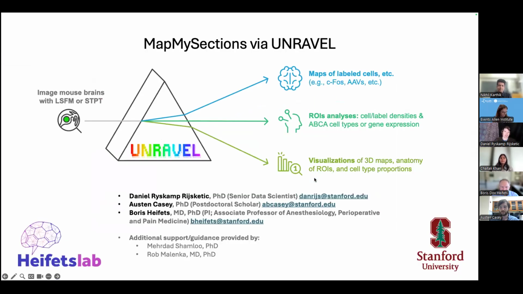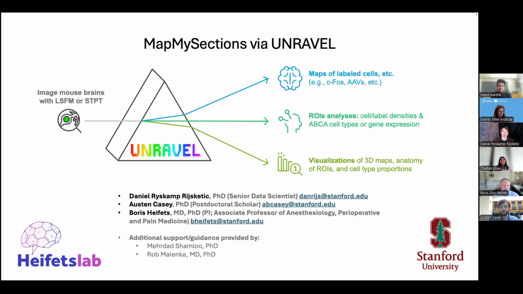All right, so I'm Dan, and I worked on this with Boris and Austin, and we developed Unravel, which is a Python package and command line tool that we've used to automate the analysis of 3D images of mouse brains, either from light sheet fluorescent microscopy with cleared brains or with serial two-photon tomography. And we use this to generate maps of the labeled cells. Our most common use case is to immuno-label the brains for CFOS, so we can look at it as a proxy of neuronal activity, and clear them, and then use a light sheet microscope. But we can also use the same tool for looking at the distribution of AAV labeling, transgenic lines, etc.